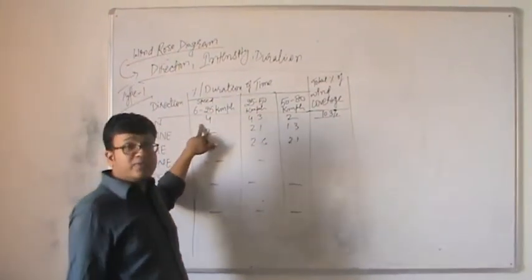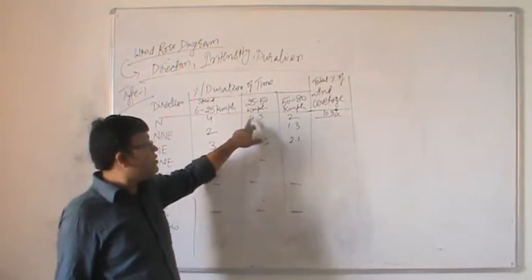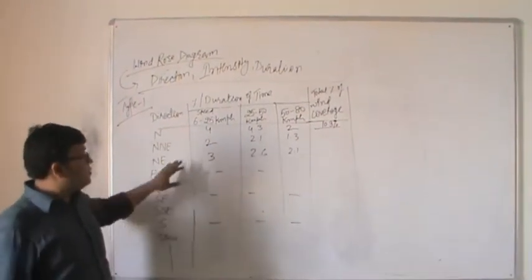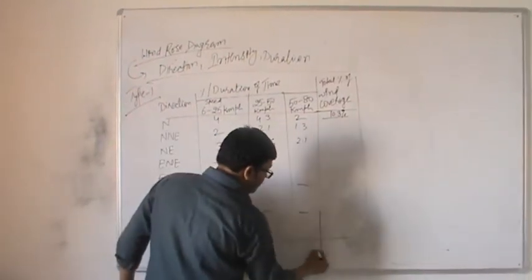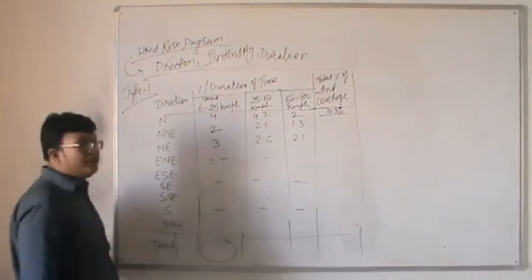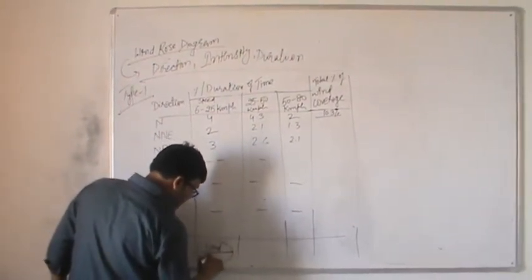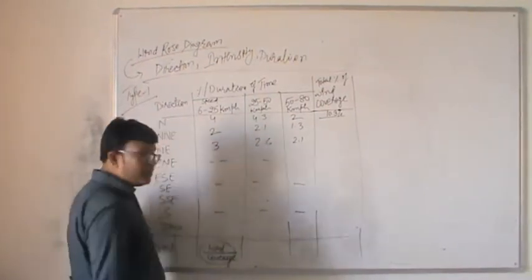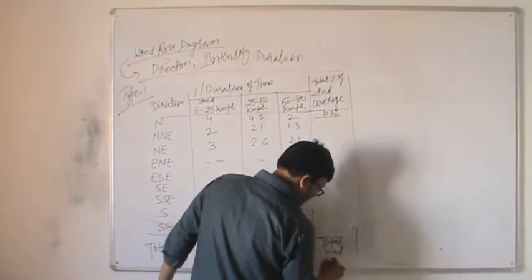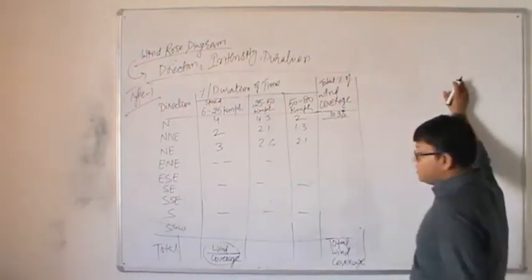Out of this, 4% of time it was blowing at an intensity of 6 to 25 kmph. Out of that, 4.3% of time it was blowing at an intensity of 25 to 50 kmph. Out of that, 2% of time it was blowing with an intensity of 50 to 80 kmph. That is the meaning of this. Similarly, at last we have to take the summation of each column. So it will give you the wind coverage which has an intensity between 6 to 25 kmph. So this will be the normal wind coverage. This will give you a total wind coverage. Like this, after doing all this exercise, you can prepare a wind rose diagram.